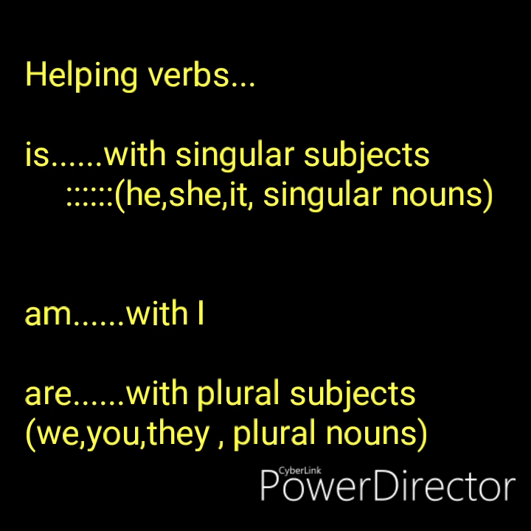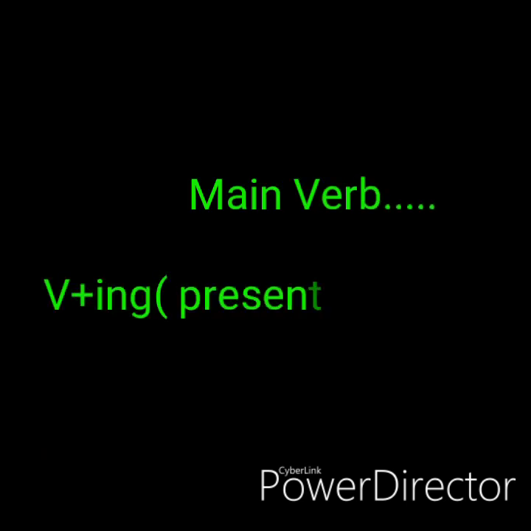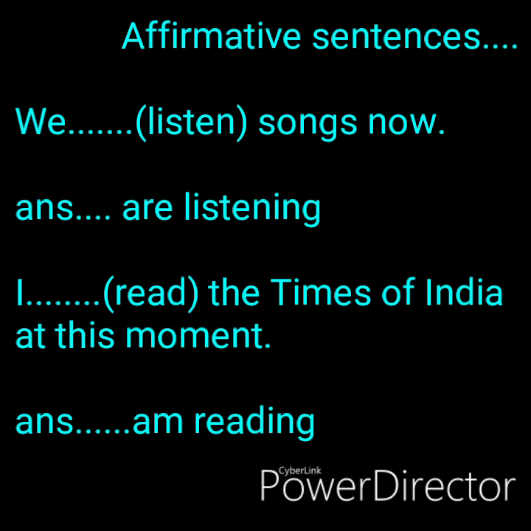Helping verbs: is with singular subjects, am with I, and are is used with plural subjects. So there are three helping verbs which are used: is, am, and are. In continuous tenses, we use the ing form. For example, we blank listen songs now. Now is the time adverb of present continuous tense and we is plural. With plural, we use are and the ing form listening. So, are listening is the answer.